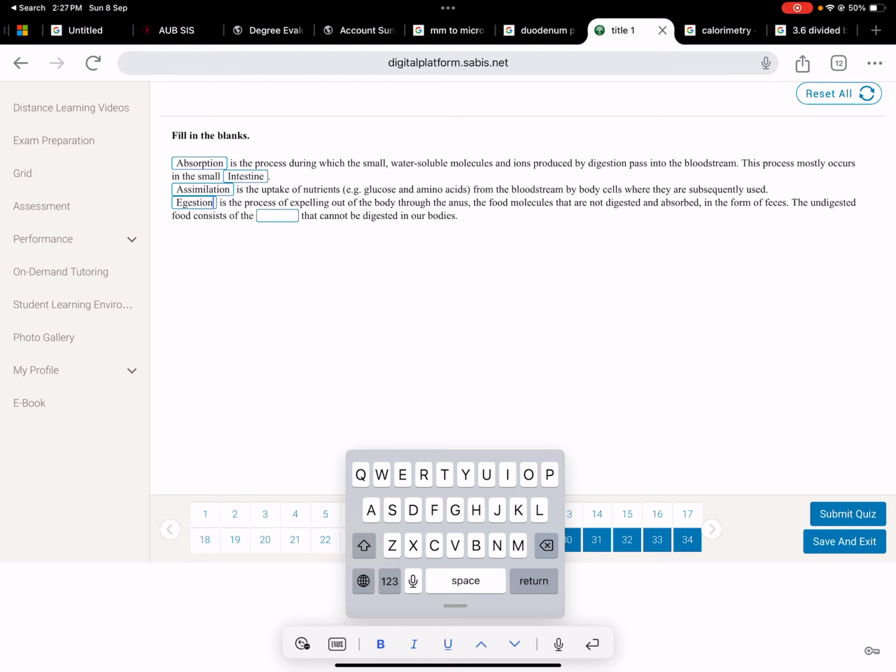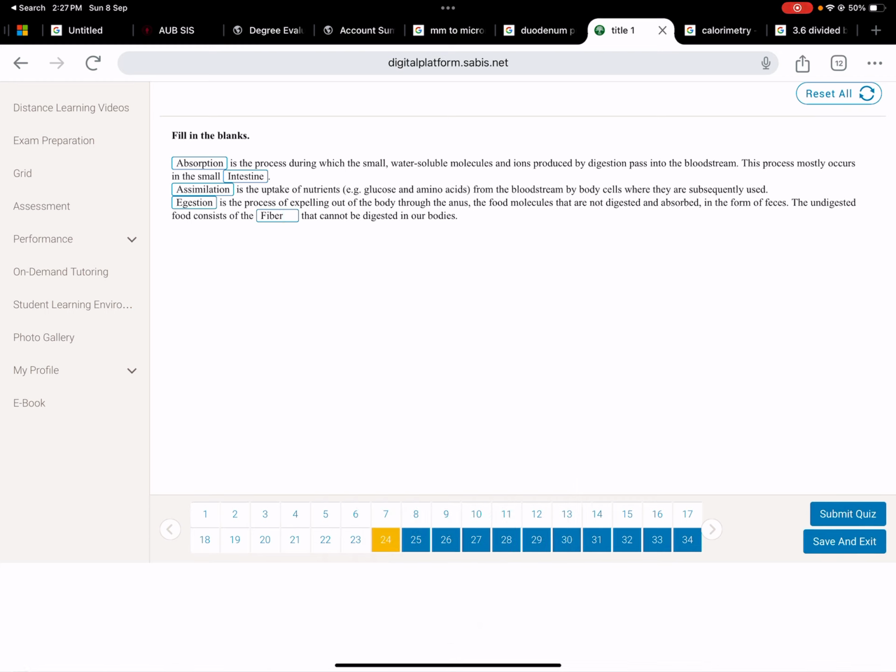Okay? The undigested food consists of the fiber. Remember, we talked about it in chapter 1. We said fiber cannot be digested by our body, so we expel it outside.